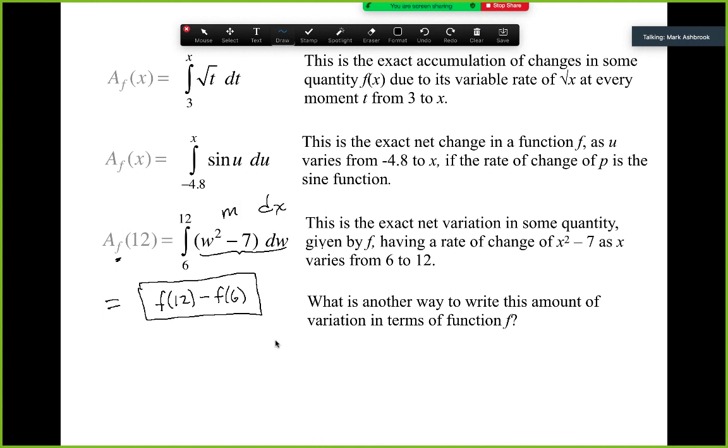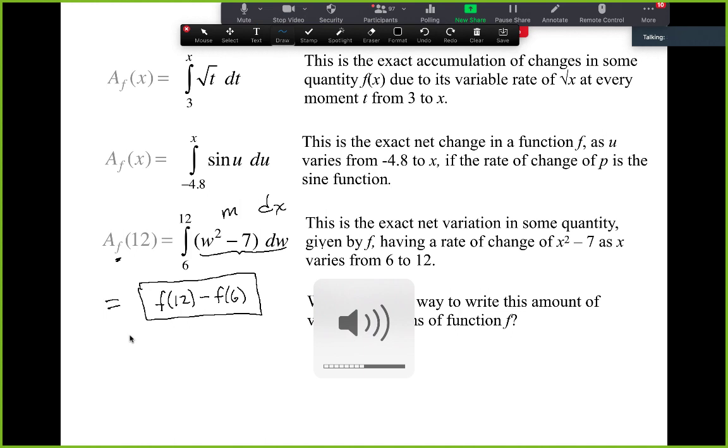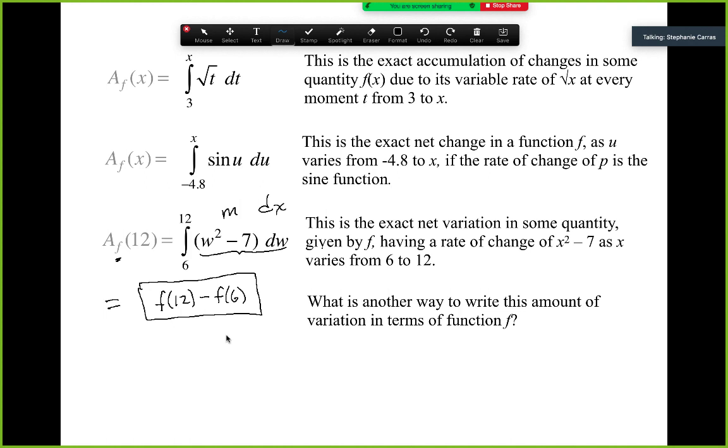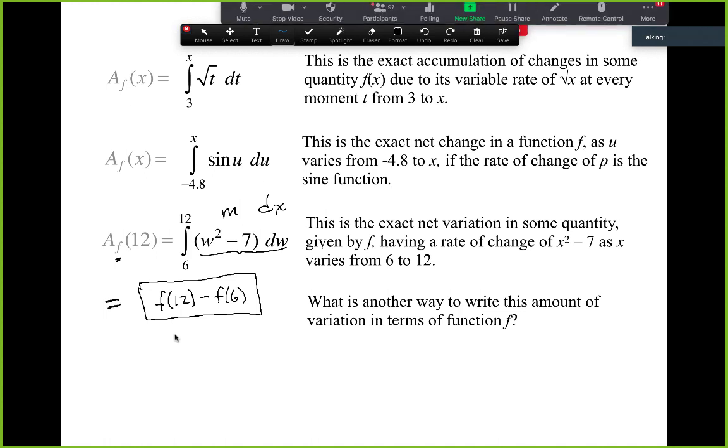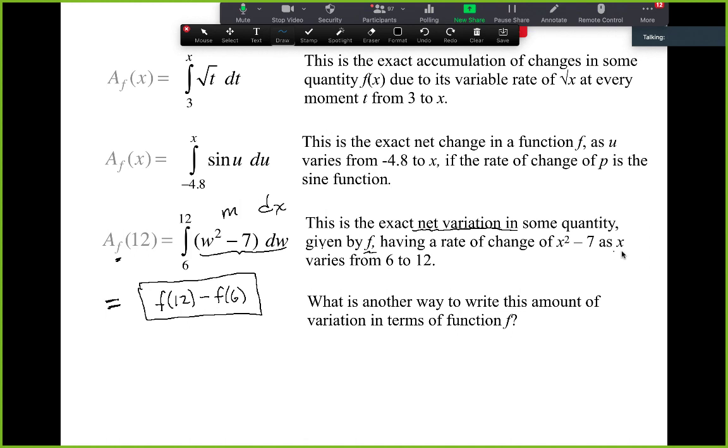Does that make sense? I just have a question. Sure. So are you saying that f of 12 minus f of 6 is equal to A sub f of 12? Yeah, right, equal. Okay. Do you see why? I mean, the key thing is you recognize why. So it's the exact net variation in f as x varies from 6 to 12.